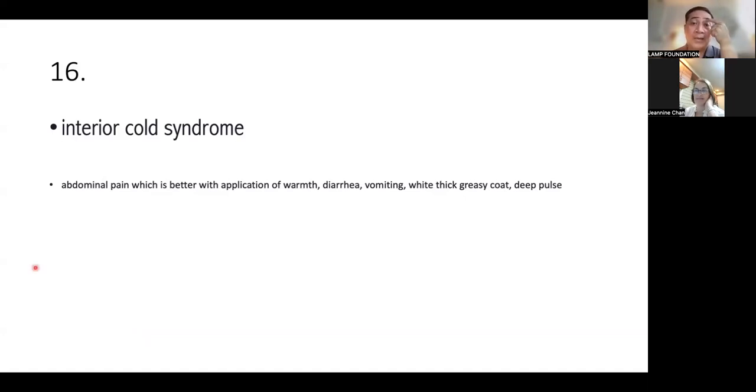Okay, so when you look at the coat, it's thick, white, and greasy. Okay, and the pulse is deep. That means you don't feel the pulse at the middle level. This is where we should be able to feel the pulse. Obviously, since this is not exterior, you don't feel any pulse at the superficial level. So it's only when you press too deep that you feel the pulse.